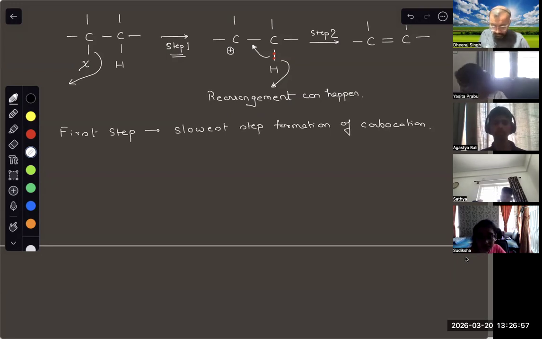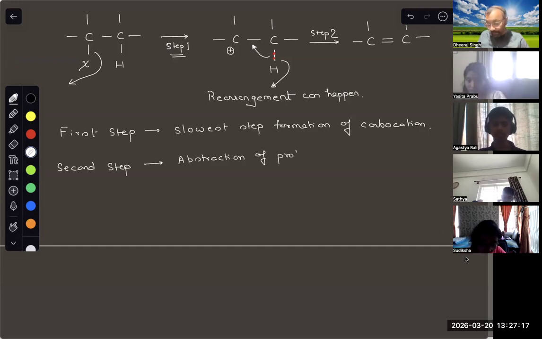All right. In the second step, there's abstraction of a proton. H plus is a proton only. The electron is gone, so only one proton is left. So you either call it H plus or proton. It's very, very small. The size of a proton is H plus. Okay.